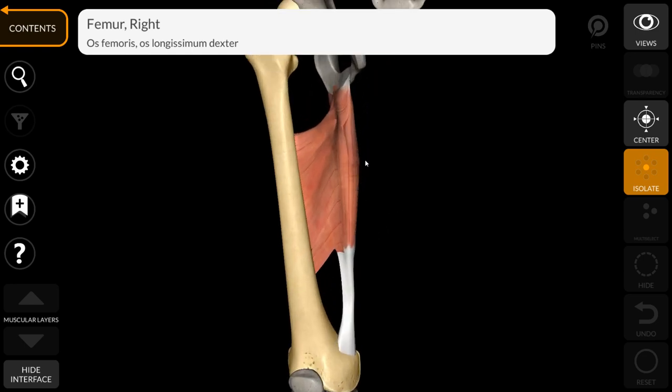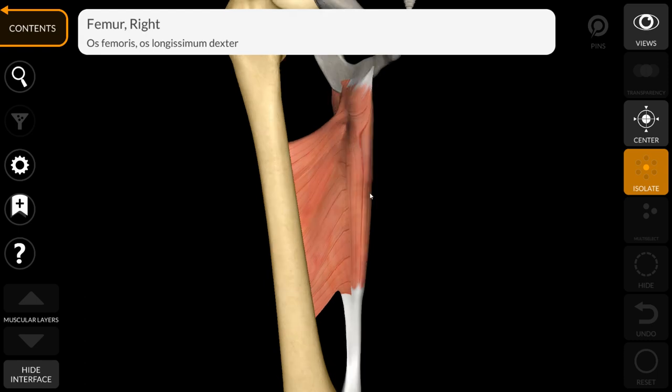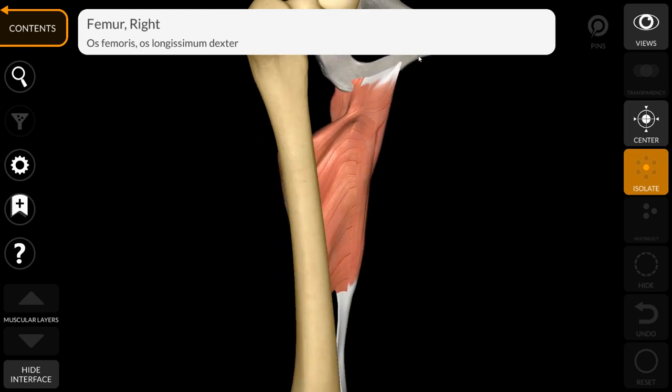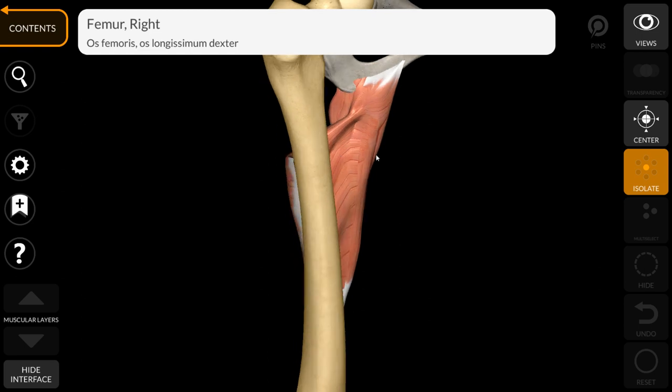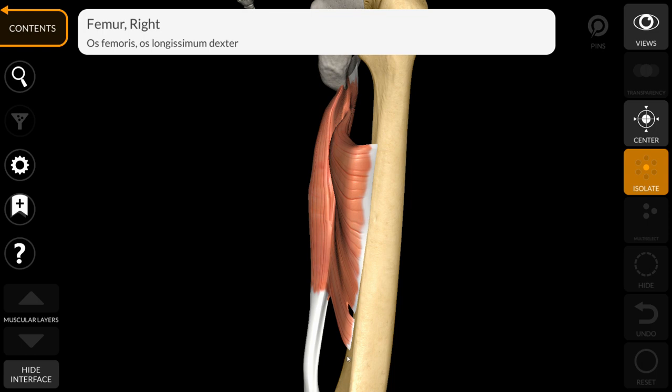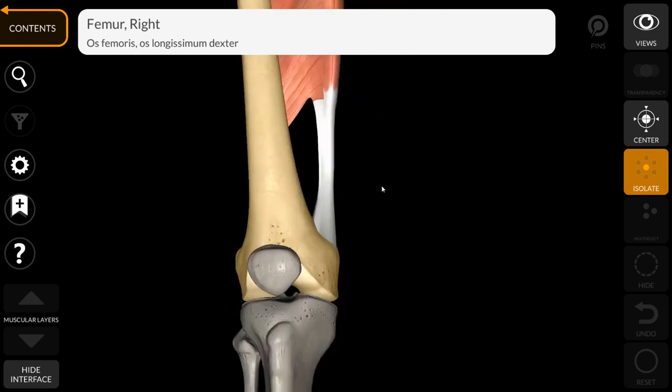Now, when we talk about the general origin and insertion of the adductor magnus, you can say that the adductor magnus originates from the inferior ramus of pubis, the ramus of ischium, and also the ischial tuberosity. And this muscle inserts into the linea aspera and also into the adductor tubercle, class.